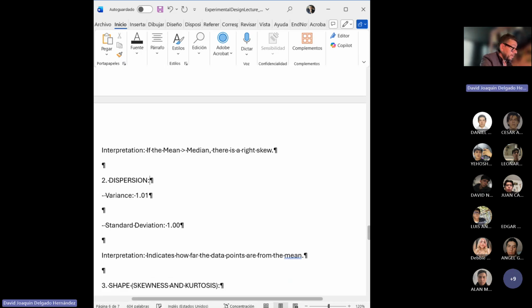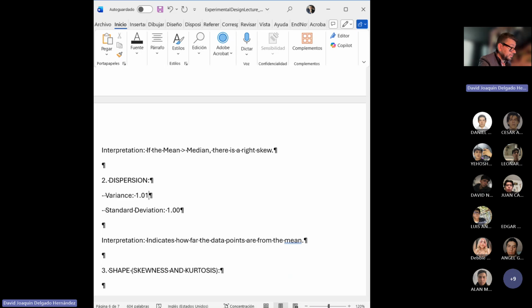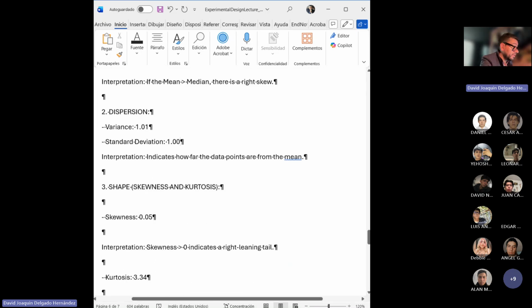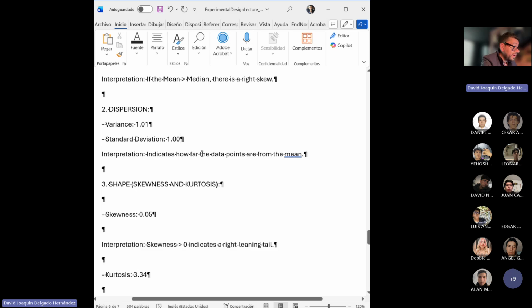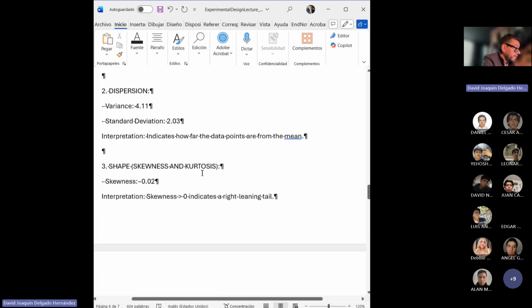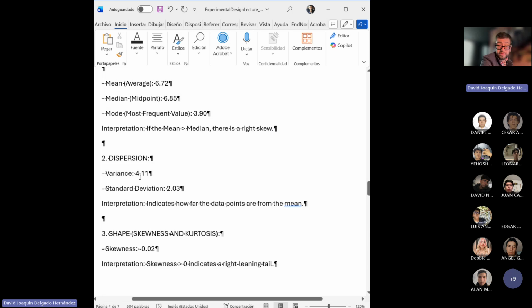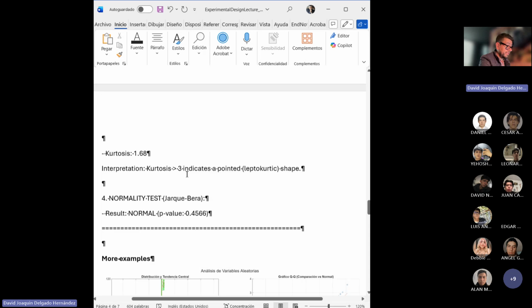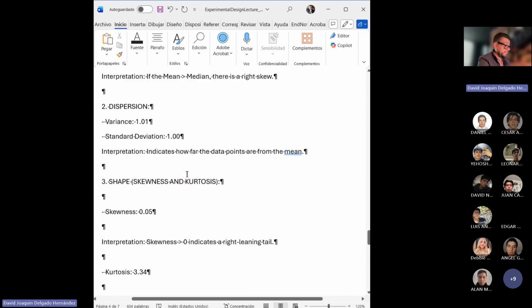Okay. What about the dispersion? In this case, the variance corresponds to 1.01, and the standard deviation is 1. How do you interpret this? Well, that indicates how far the data points are from the mean. So they are very close to the mean, the variance is just 1, okay? Do you remember in the previous example, the variance was 4.11. The data was very far away from the mean value. In this case, just 1.